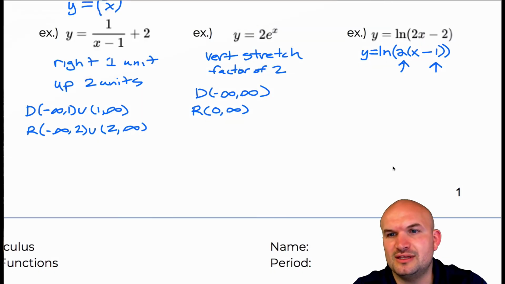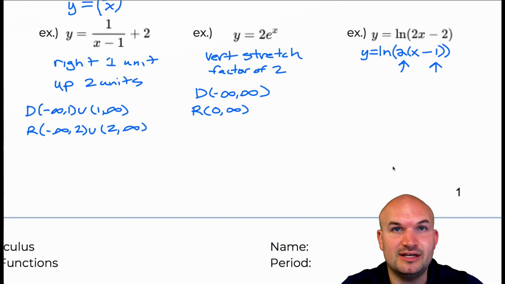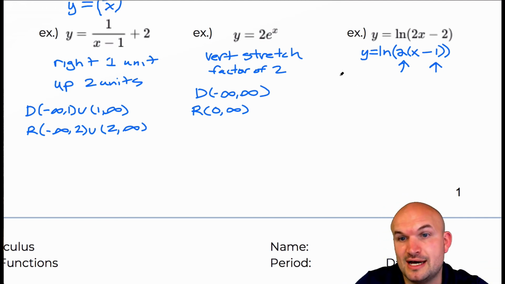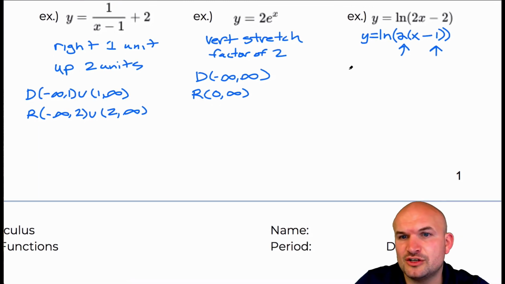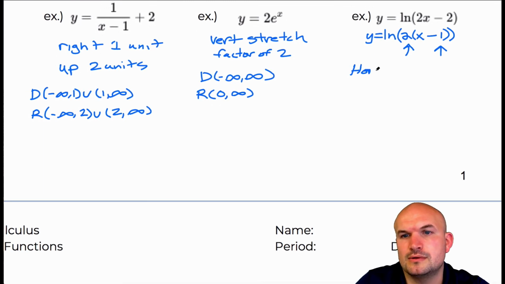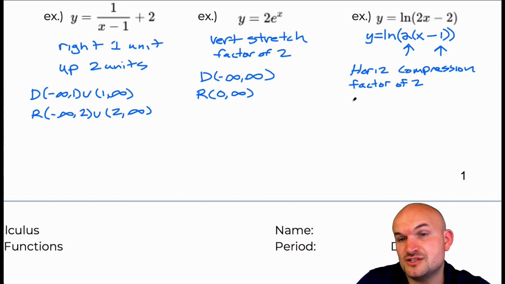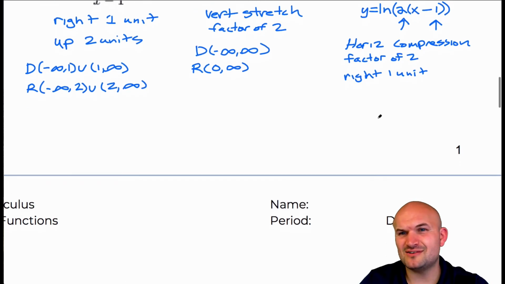So let's go ahead and take a look then. Now again, the horizontal compression is something we're going to want to write down, obviously, but it doesn't affect the graph. So I'm just going to write the horizontal compression factor of 2. And then we also said that the graph got shifted right 1 unit. Okay, now again, how is that going to affect my domain?